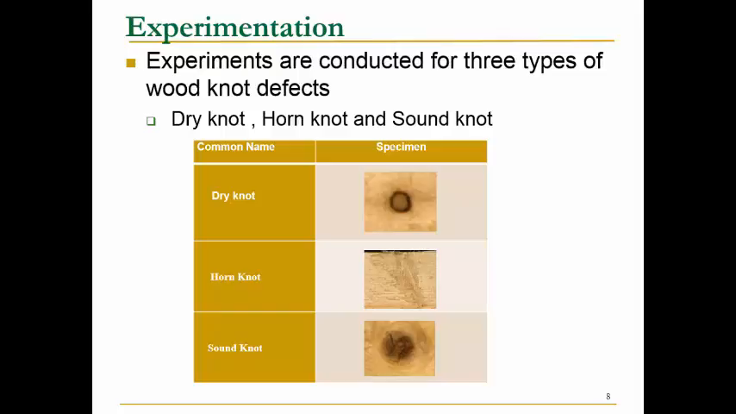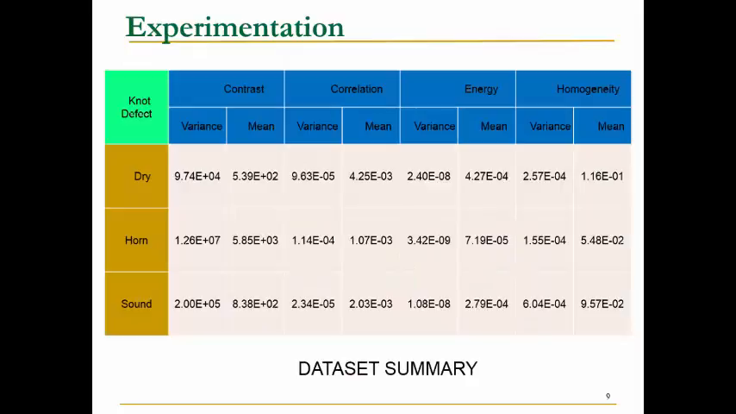Firstly, the specimen for dry knot. Secondly, the specimen for horn knot. And thirdly, the specimen for sound knot. The complete dataset summary. The table shows the mean and variance for contrast, correlation, energy, and homogeneity values of each type of defects.